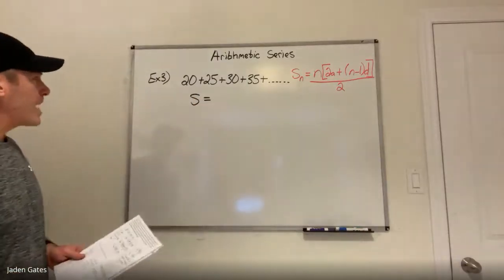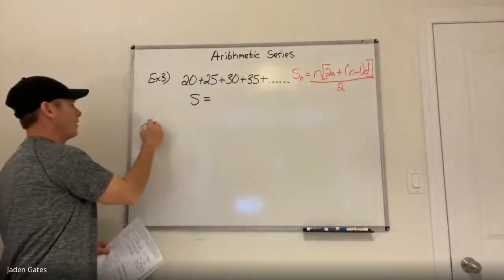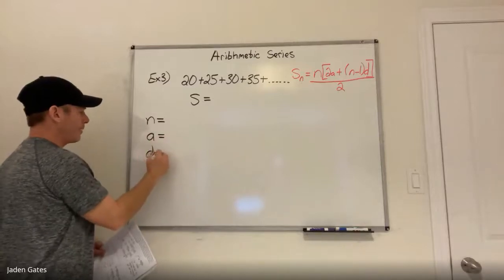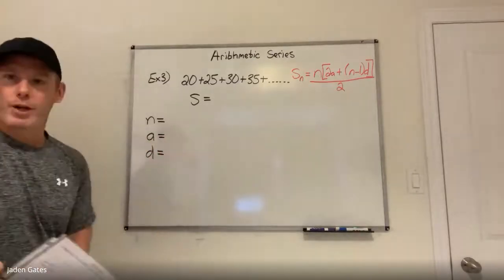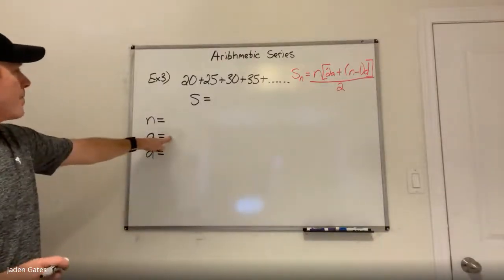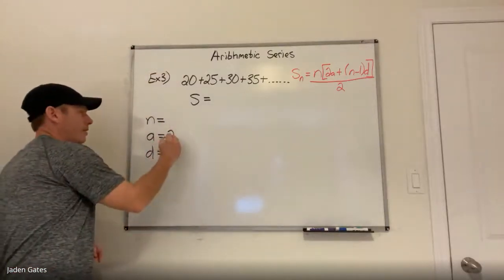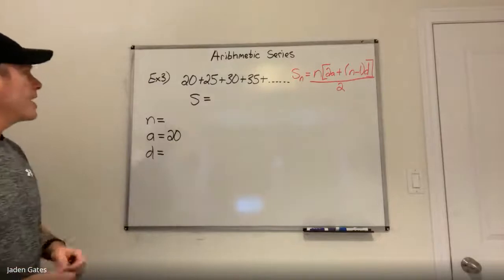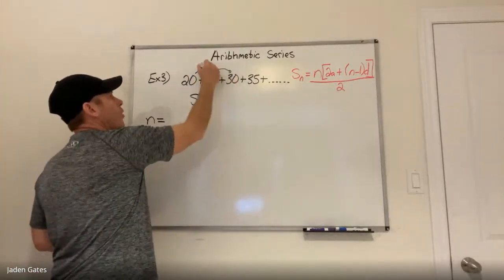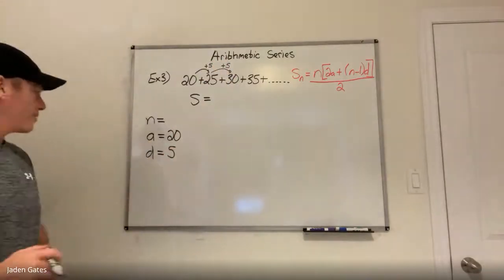Now, again, I've got my variables over here: my N, my A, and my D. So here we go. First off, the A is our first payment, or our first term in our series. It's 20. That's your first payment. Now, the payments, as we move through this series, are always going up 5. So that would be our common difference.